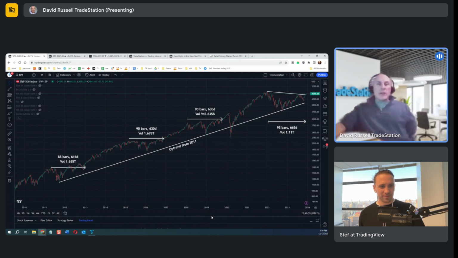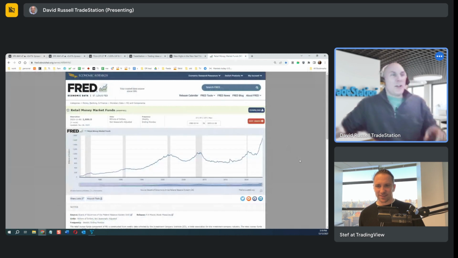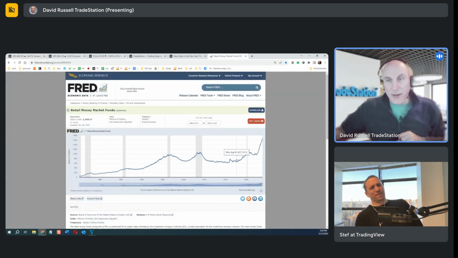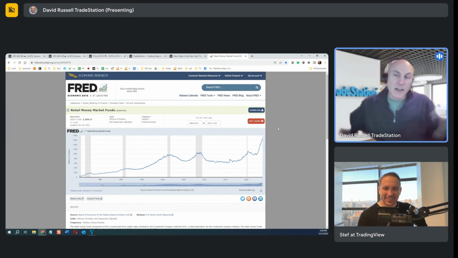But at this point in time, I've got to show you this really quickly. No offense, not a TradingView chart. It's okay. Look at this chart. This is the money in money market accounts, according to the Fed. Oh my gosh. So there's cash on the sidelines, and this is the reason why the pullbacks have been so tight.